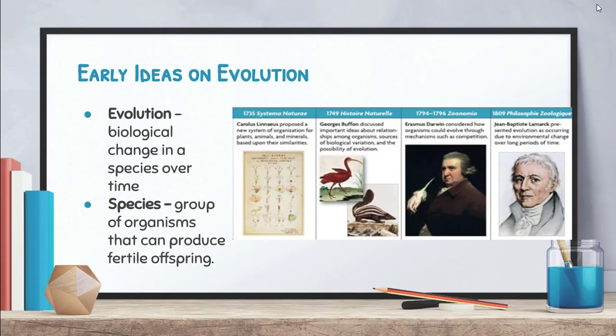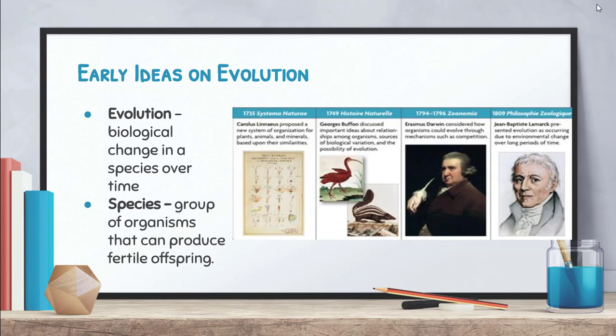So, lots of early ideas on evolution and how things have changed over time. Let's take a step back and understand that evolution is the biological change in a species over time. Certain traits are altered and changed through selective pressures of nature, and the genetics of an organism changes based on what best allows them to survive. A species specifically is a group of organisms that can produce fertile offspring.